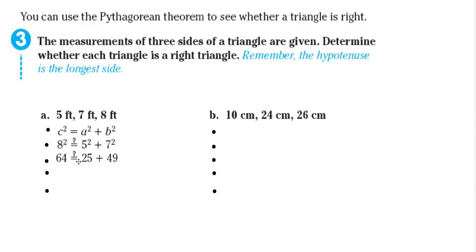Is 64 equal to 25 plus 49? The answer is not equal to, because 25 plus 49 is 74. Therefore, the triangle is not right.